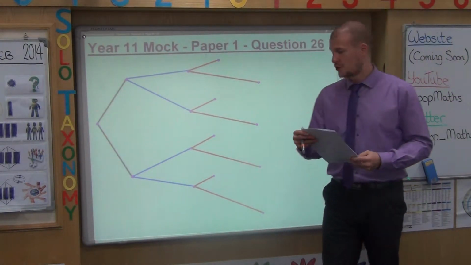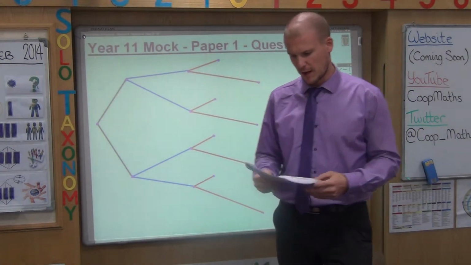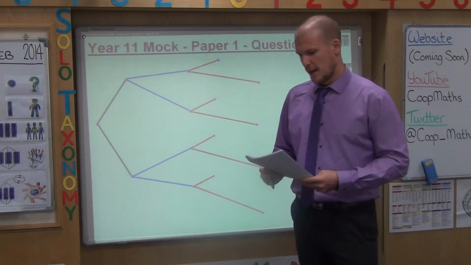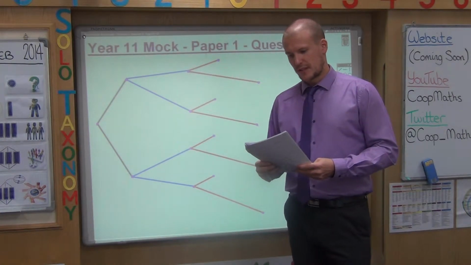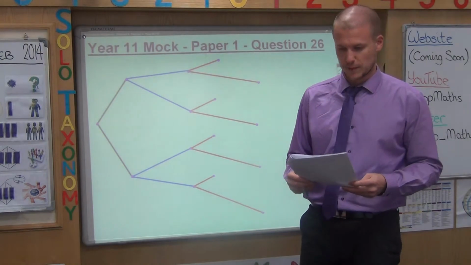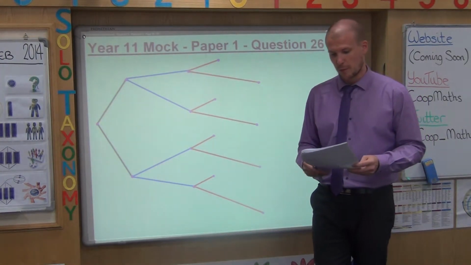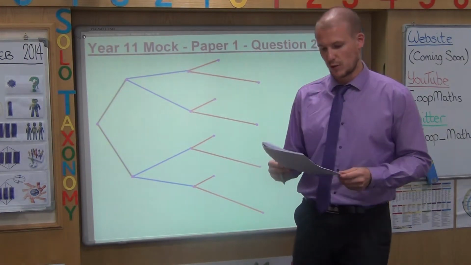Paper 1, question 26. This could get quite messy in terms of how I'm going to write it out, so bear with me. Faiza has 10 coins in a bag. There are 3 £1 coins and 7 50p coins. Faiza takes at random 3 coins from the bag. Work out the probability that she takes exactly £2.50.